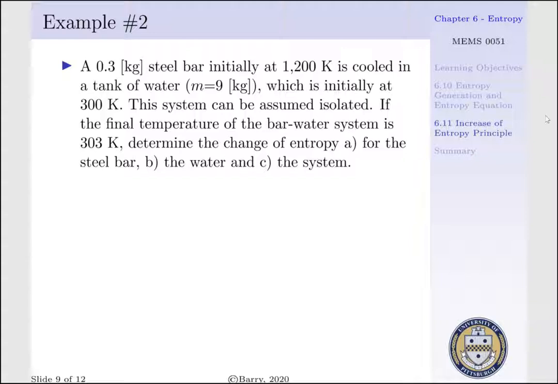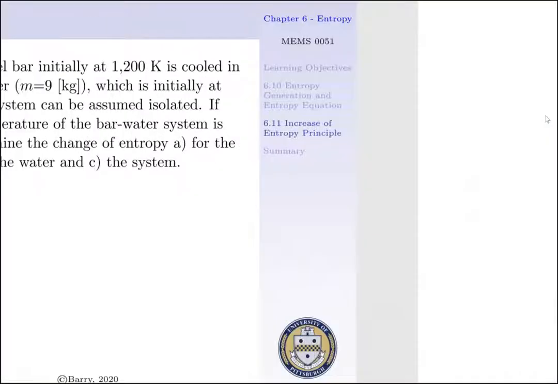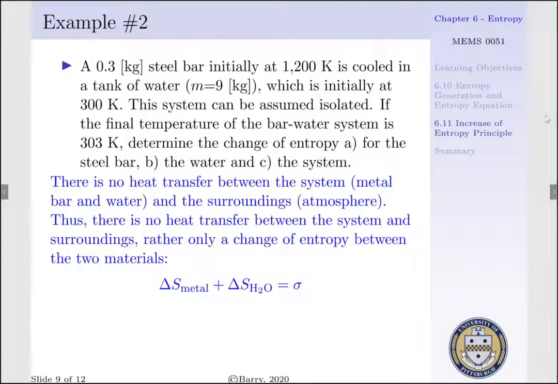If the final temperature of the bar water system is 303 Kelvin, we want to determine the change of entropy for the steel bar, the water, and the system. To begin, since we recognize that there is no heat transference between our system and our surroundings, we can employ our change of entropy equation. That is, the change of entropy of our metal plus the change of entropy of water is going to be equal to sigma, for there is no heat transfer between the water and additional surroundings.